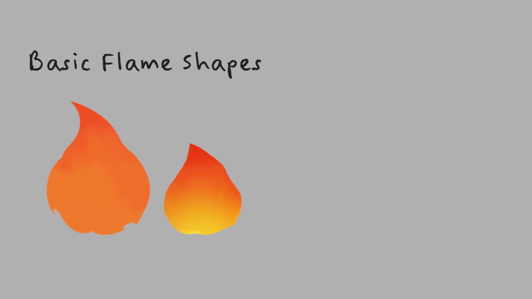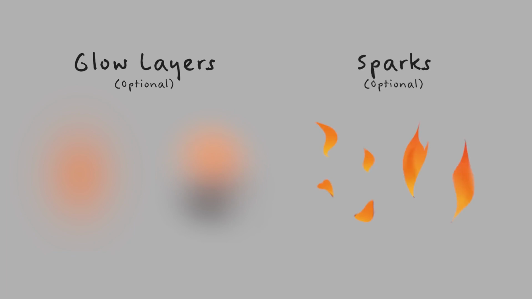Let's begin by going over the art assets you'll need. All you really need in order to achieve this effect is a couple of basic flame shapes and a mask. But in this tutorial I'll also be using a couple of glow layers and some additional little bits of flame, both of which should be considered optional.